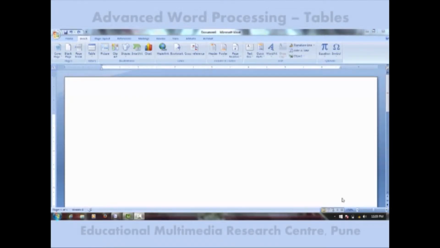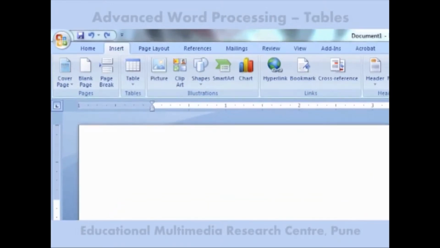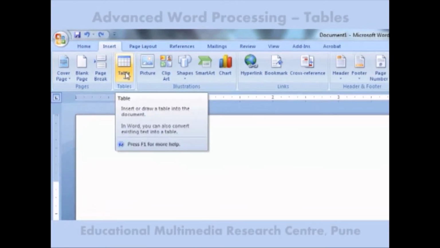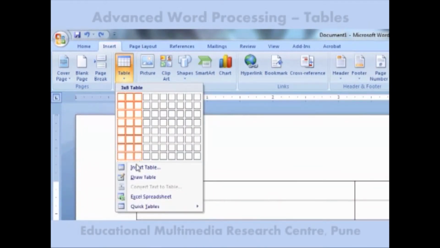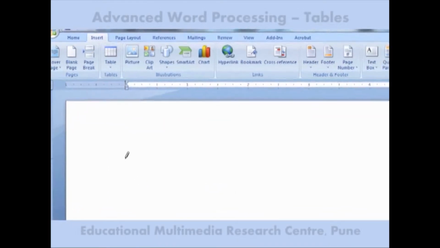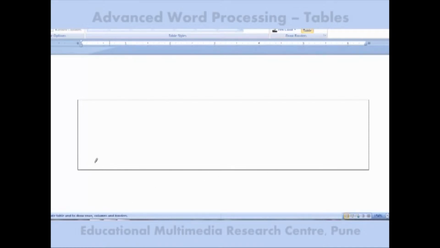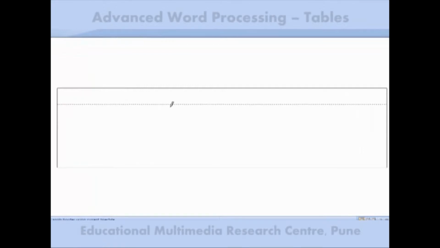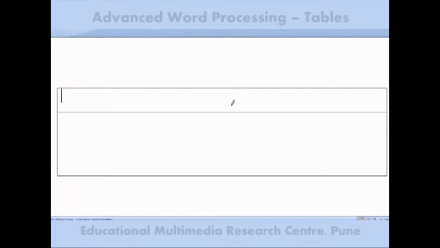The third way of inserting a table. Step 1. Click the Table button on the Insert tab and choose Draw Table from the menu that appears. Step 2. Click in your document and drag to draw the table's outline. Step 3. To draw a row, drag the pencil pointer from the left side to the right side of the table.